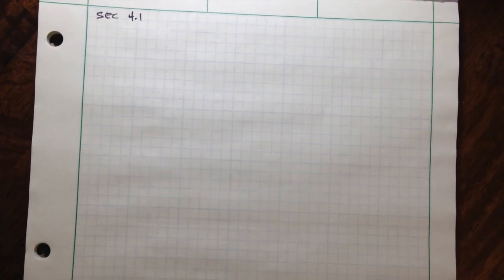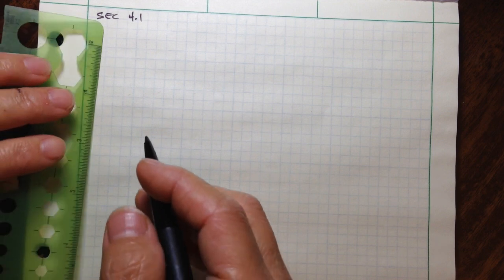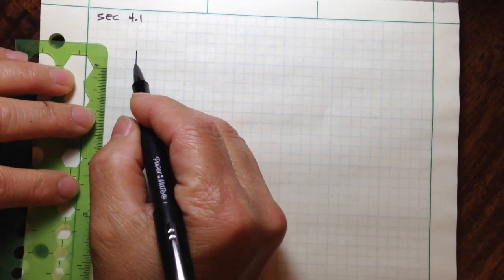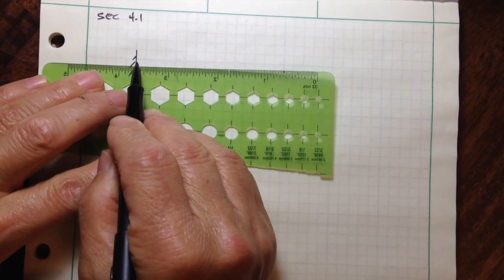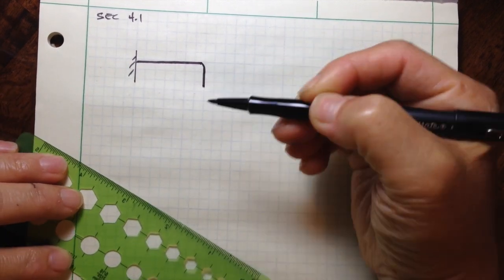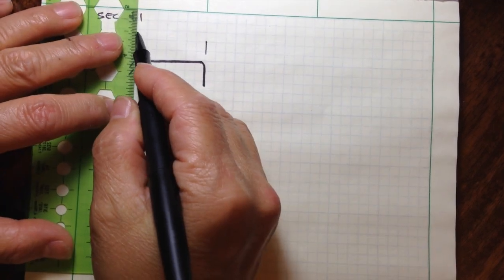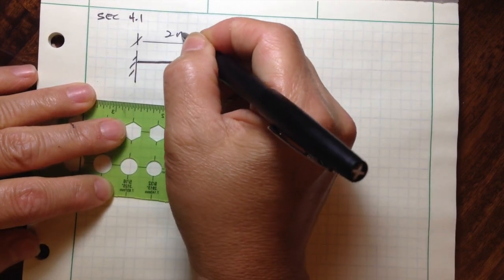4.1, let's do several problems to demonstrate how to calculate the magnitude of a moment. So let's say I have a wall and there's some kind of bar, like an angled bar that looks like that, and it goes down. And the dimension is 2 meters here. Let's say that's 2 meters.